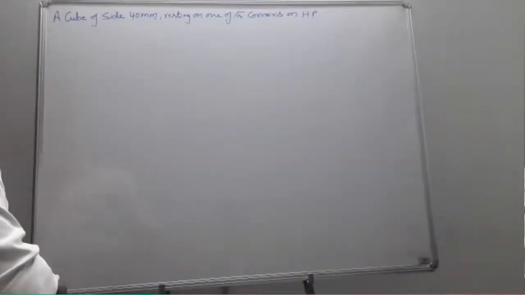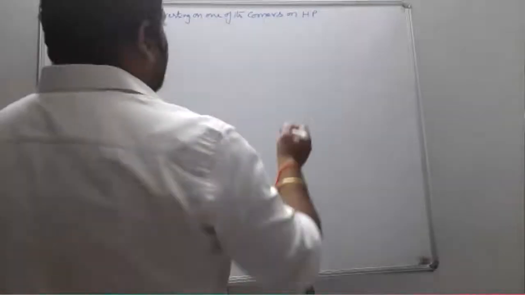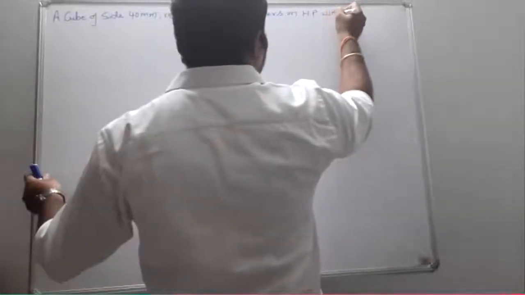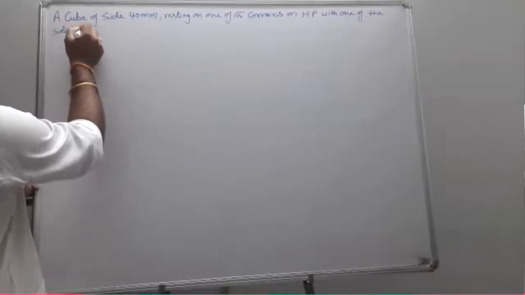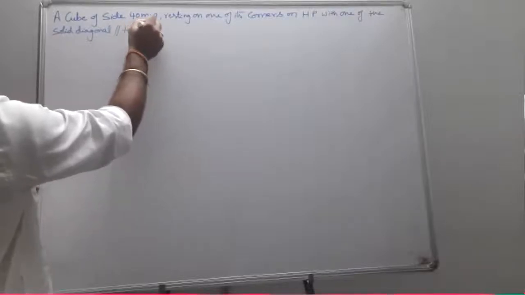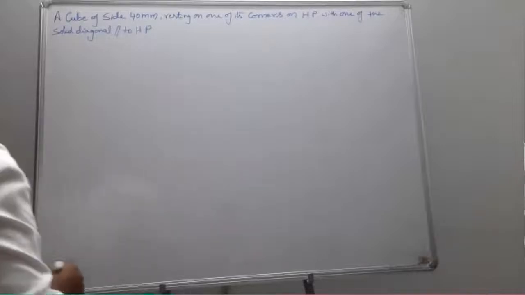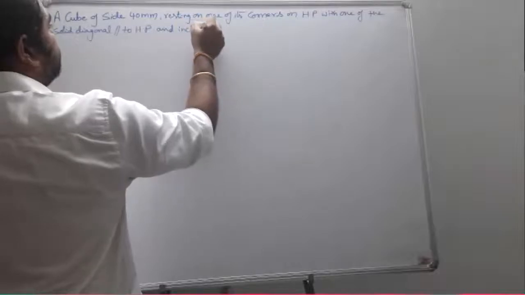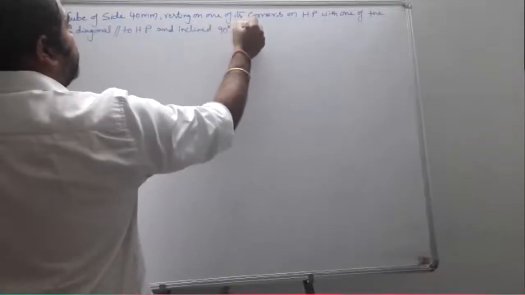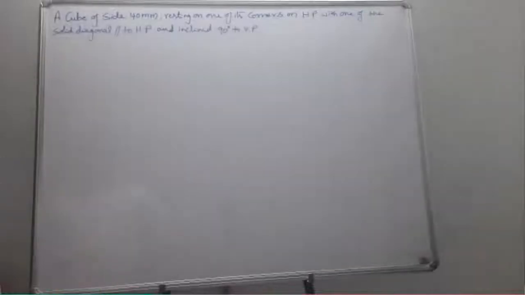With one of the solid diagonals parallel to HP and inclined at 90 degrees to VP. Draw the projections of the solid.